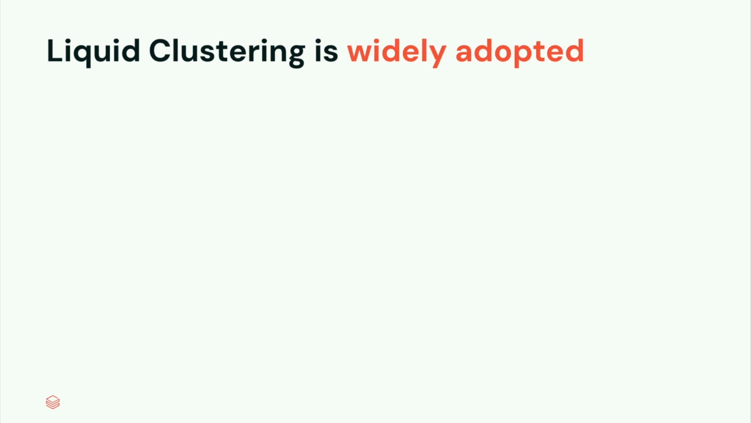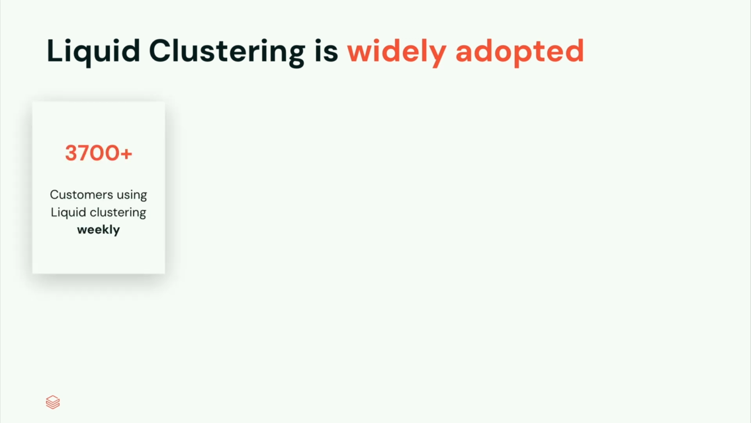With all this awesome improvement, let's see what our adoption looks like. We're overwhelmed by our customer adoption. Liquid clustering has been one of the fastest adopted capabilities at Databricks. We have more than 3,700 active weekly users, and this number has been growing every week. The largest table we have in production is more than 10 petabytes, and we have many tables in the 100 terabyte range, which shows that liquid clustering can truly scale.